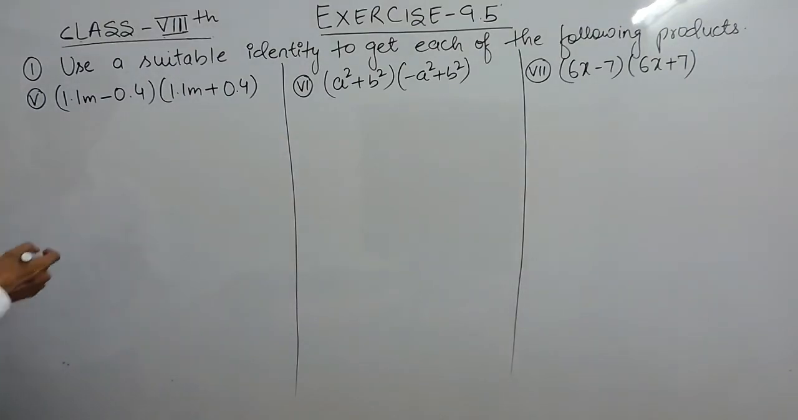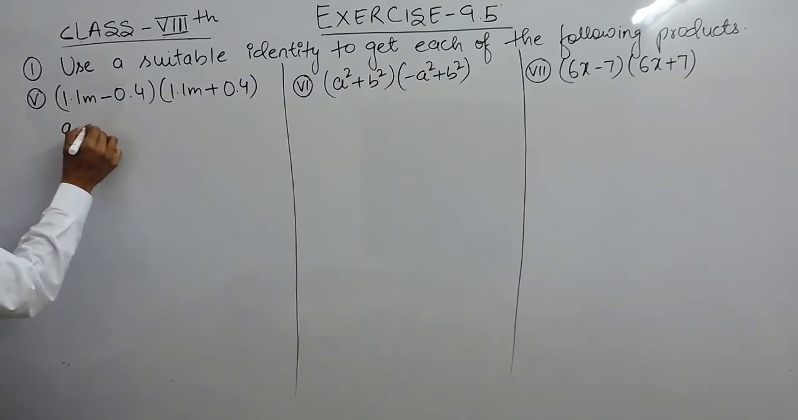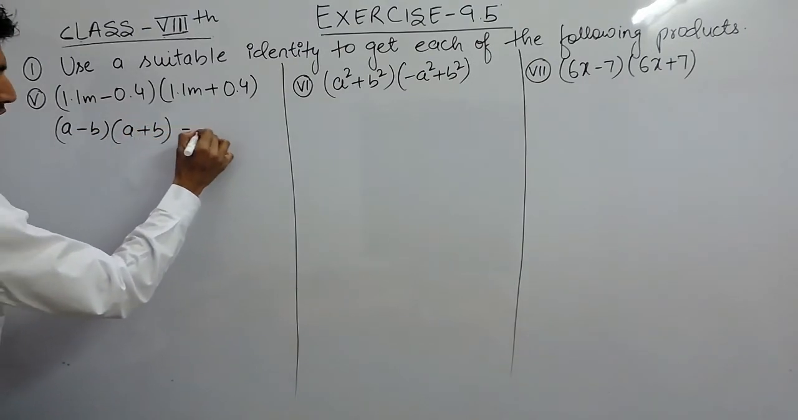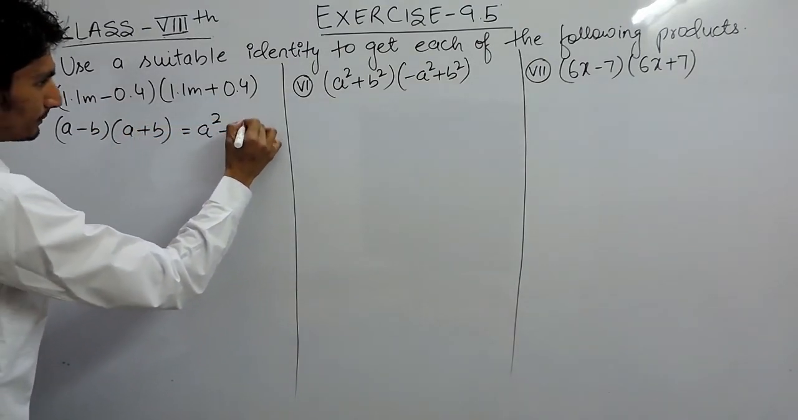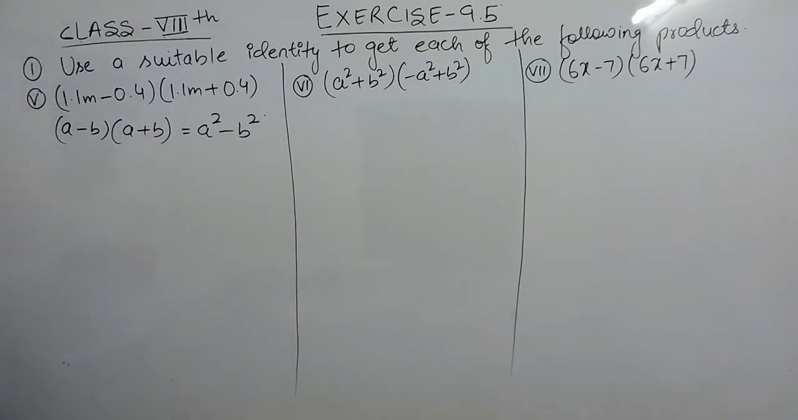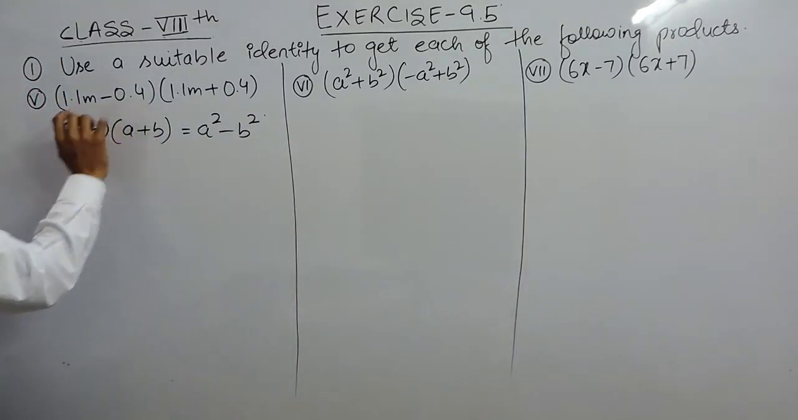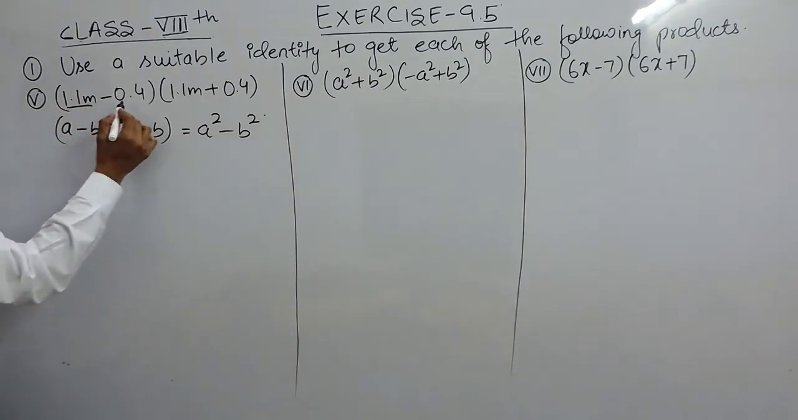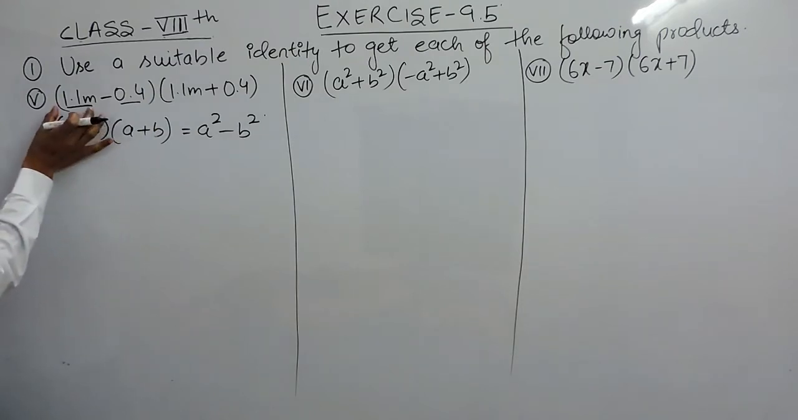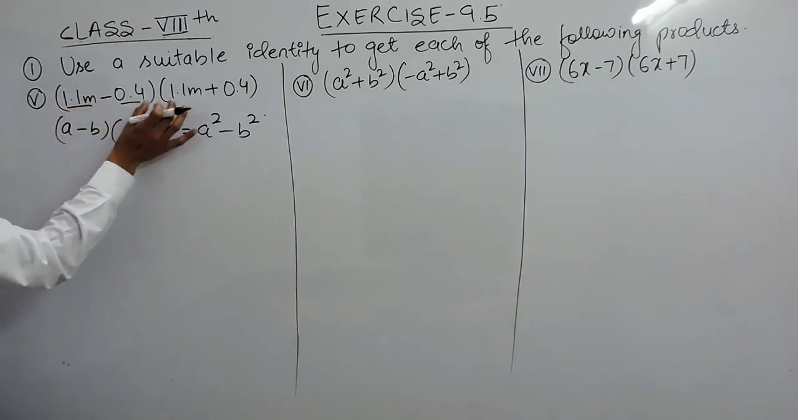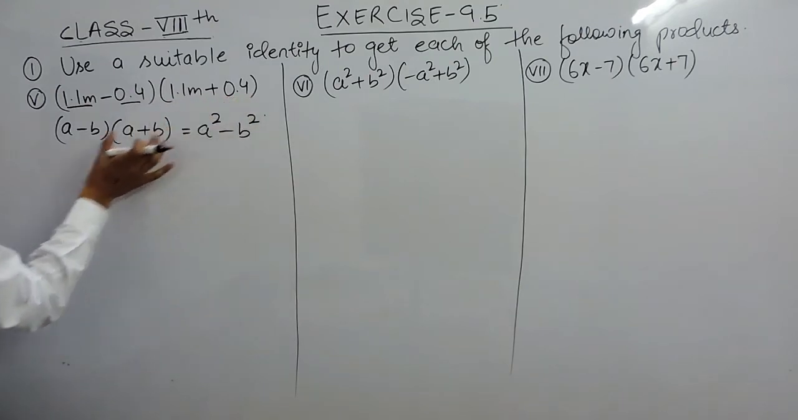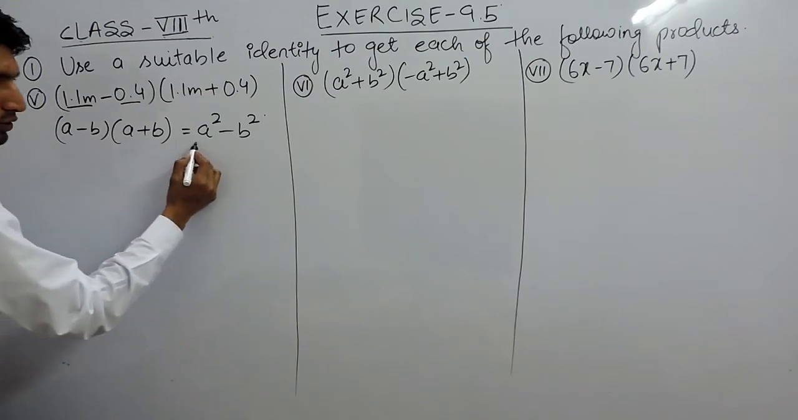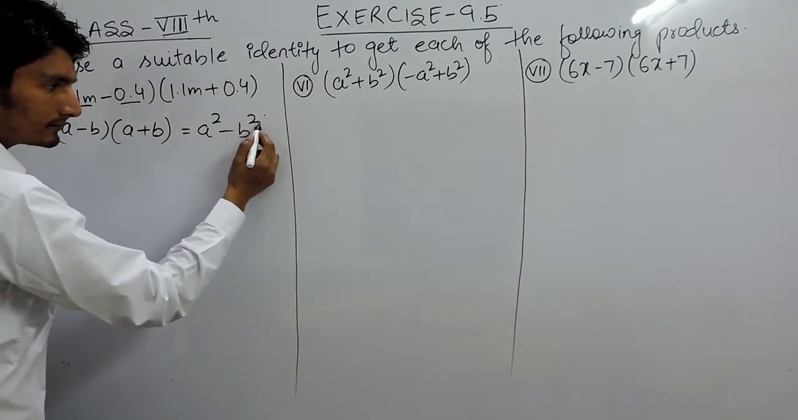In this question, the best suitable identity is (a minus b) into (a plus b) is equal to a square minus b square. Here, if I consider this 1.1 m as a and this 0.4 as b, so this is our a minus b and this is our a plus b. So this is the same as this, and we know that this is equal to a square minus b square.